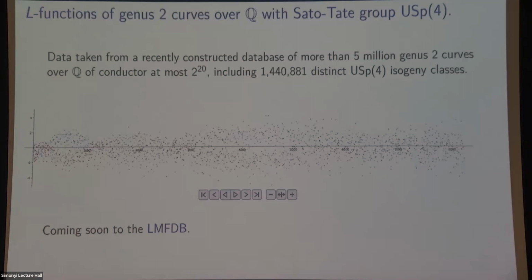But we have a new data set of about 5 million genus 2 curves of small conductor. And by small here, I mean conductor at most 2 to the 20. And so I used that data set in all of these experiments. In that data set, there are about 1.4 million isogeny classes of genus 2 curves that have generic Sato-Tate group, so USp(4). Okay. So this is the analog. I'm looking at all of them ordered by conductor, isogeny classes. So I'm only taking one L-function per isogeny class, and I'm ordering them by conductor.